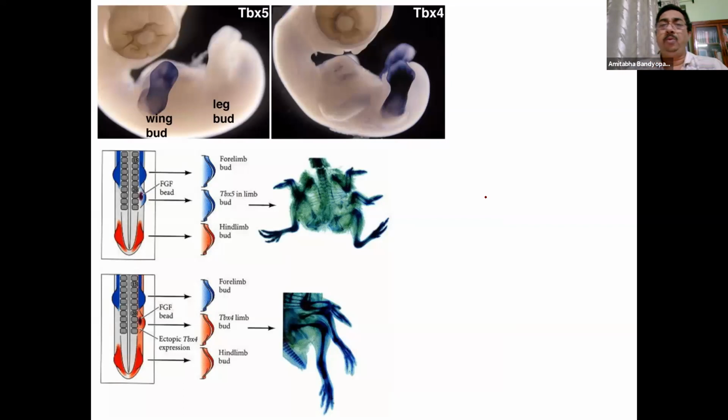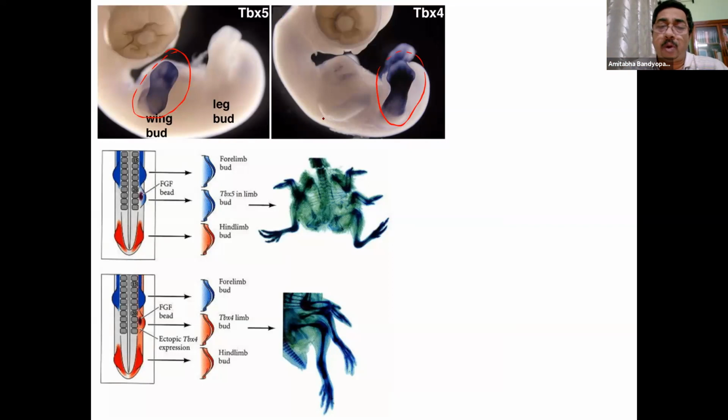So, TBX5 and TBX4. Please look at it. TBX5 is expressed only in the wing bud, and TBX4 is expressed only in the leg bud. Okay? TBX5 is not present in leg, TBX4 is not present in wing. And this is, of course, whole mount RNA in situ hybridization that you were looking at.